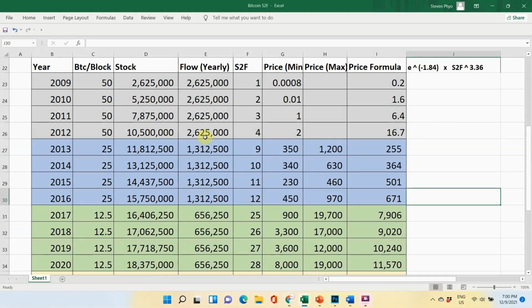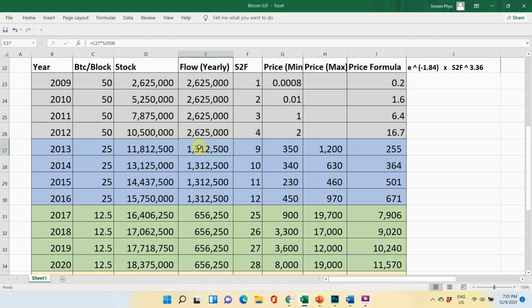You can see this table. In 2009, Bitcoin started to be mined and 2.6 million Bitcoin were supplied into the market. So total stock is 2.6 million and yearly supply is 2.6 million. The S2F value is 1. At that time, the Bitcoin price was as low as 0.0 something. From 2009 to 2012, the yearly flow is 2.6 million. In 2012, the total number of stocks becomes 10.5 million. After those 4 years, Bitcoin halving occurs at the end of 2012 and yearly supply becomes half of 2.6 million.